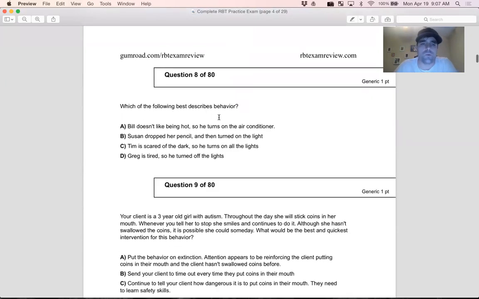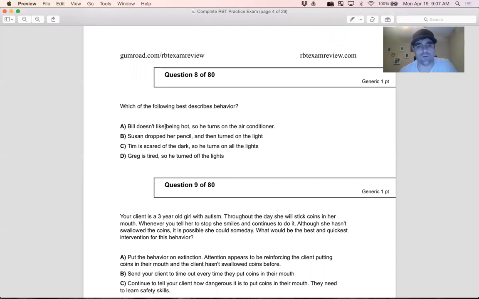Question 8. Which of the following best describes behavior? So for behavior, what do we want? We want complete, objective, measurable, observable. Which of the following fits those descriptions? A, Bill doesn't like being hot, so he turns on the air conditioner. What is wrong here?